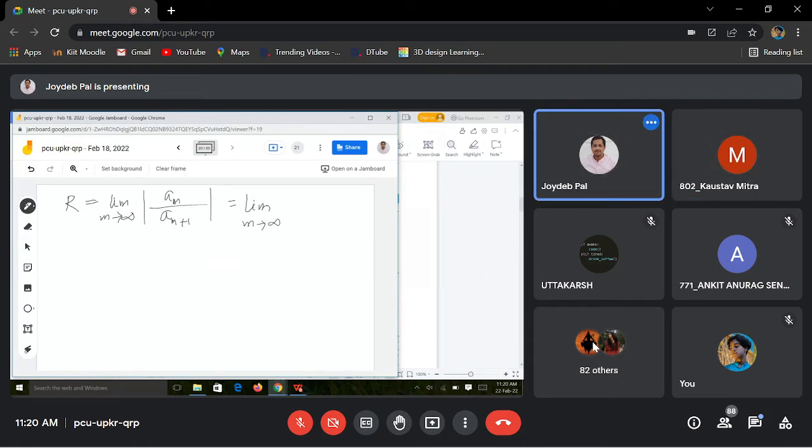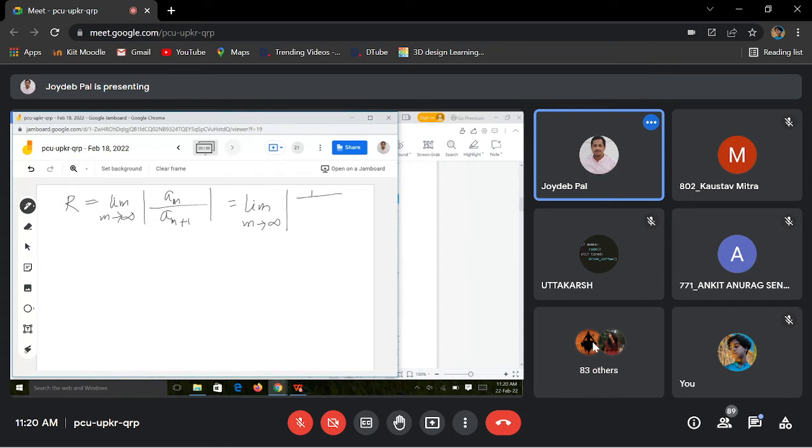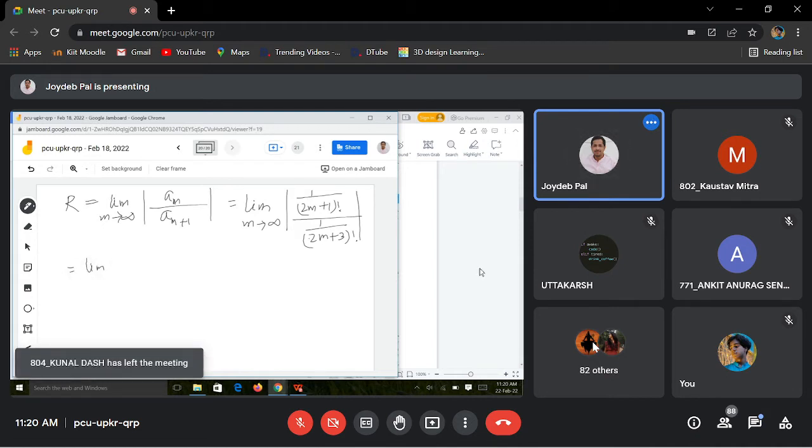Maybe I'm checking. a_m means what? a_m means 1 by (2m plus 1) factorial, divided by (2m plus 3) factorial, which is equal to limit m tends to infinity (2m plus 3) factorial.